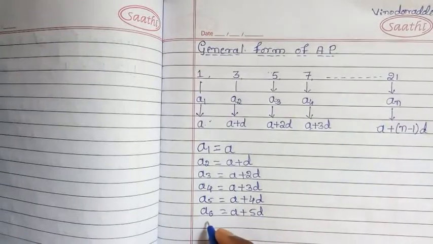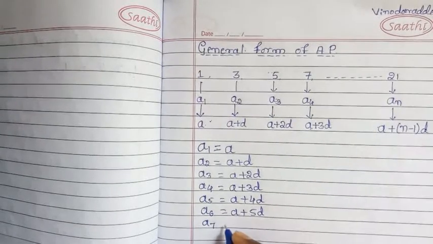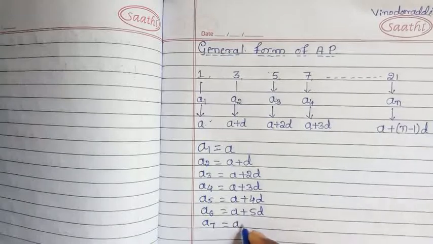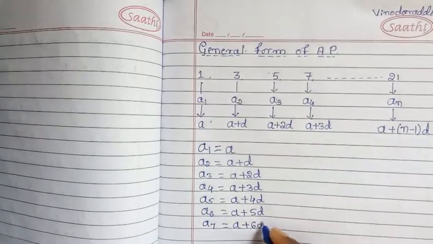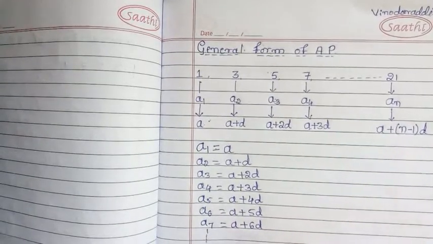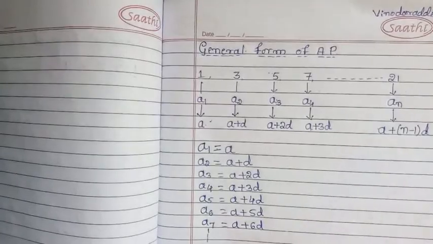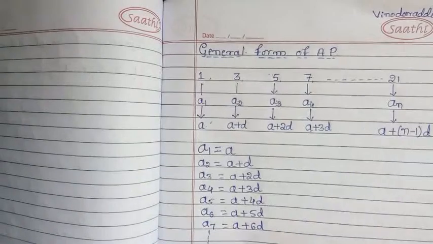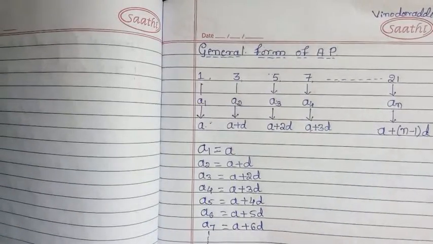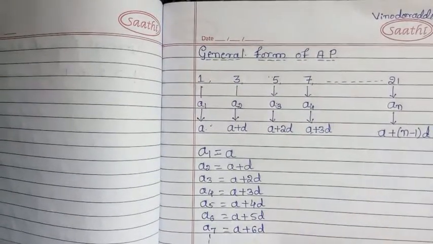If they ask for the seventh term, the general form of the seventh term, that is A7, is equal to A plus 6D. Similarly, the general form of the nth term, AN, is equal to A plus n minus 1 into D.